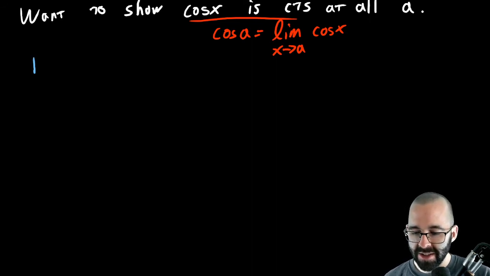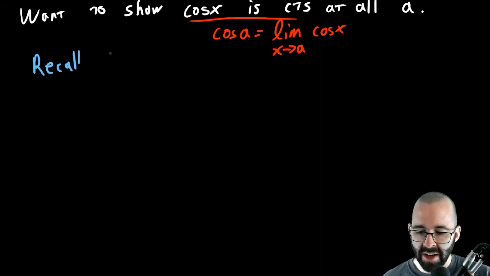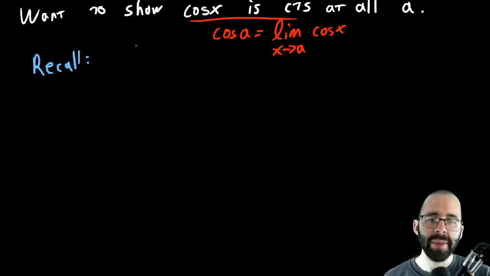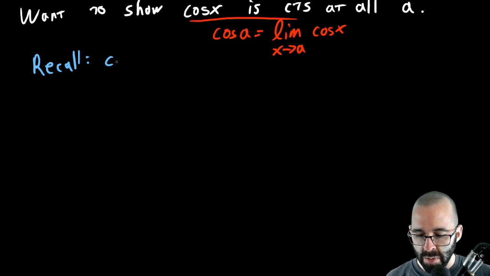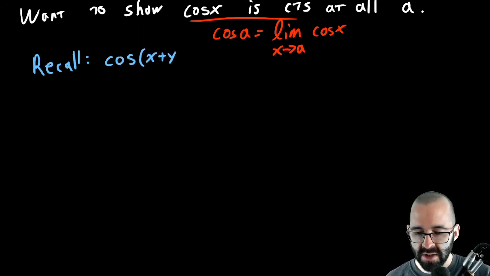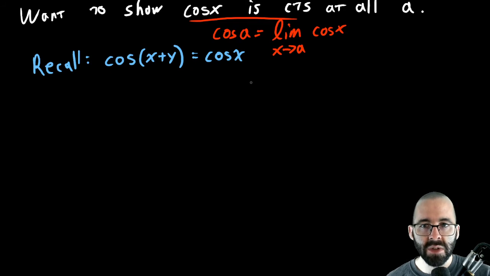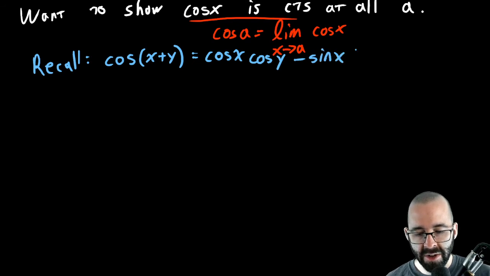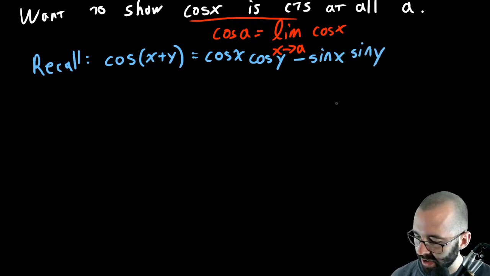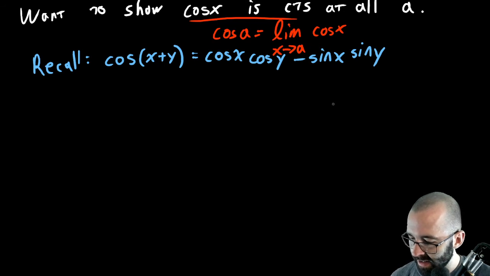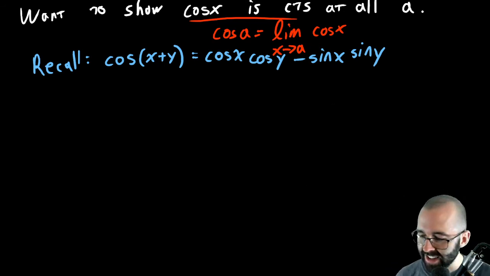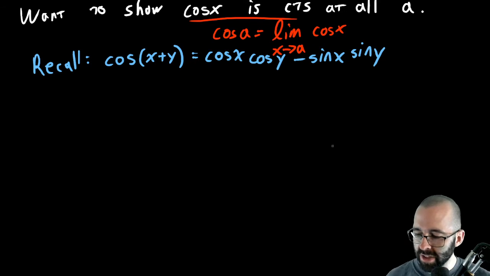Before we even start, remember, and you may or may not have seen this identity before, this is called the sum identity for cosine. If we add two angles together, the cosine of that is the cosine of the first angle times the cosine of the second angle, minus the sine of the first angle times the sine of the second angle, I think. Let me just double check. Yep. All right, that is our identity, and that's the big thing that we're using here.